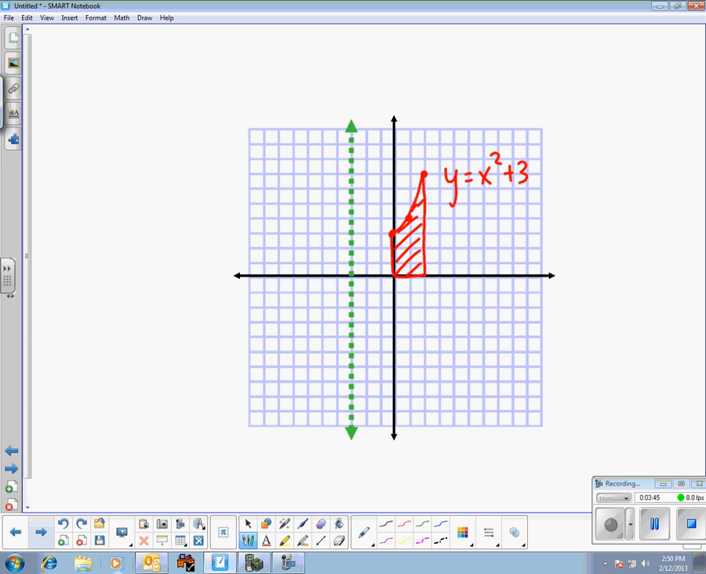In this example, I want to rotate this area that is contained by the x and the y-axis, the line x equals 2, and the graph of x squared plus 3. And to make it a little more interesting, I'm going to rotate it around this line, x equals negative 3. So I like to sometimes do a little sketch and see what my volume is going to look like.